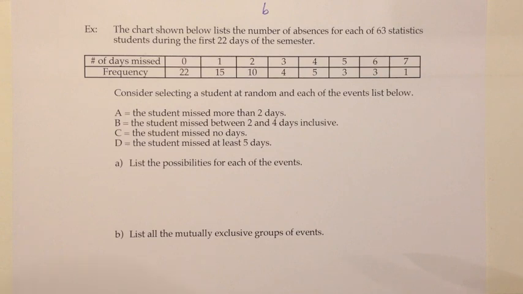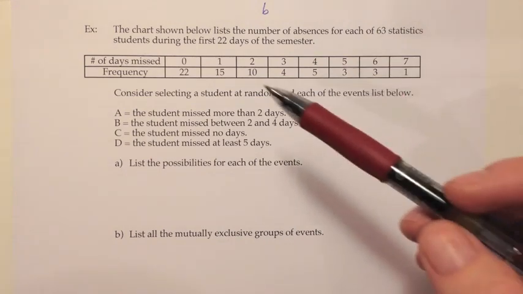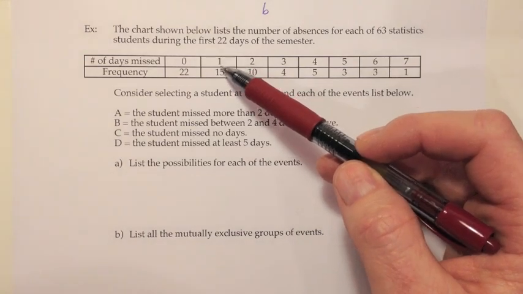So the chart shown below lists the number of absences for each of 63 stat students during the first 22 days of the semester, which just by the way is the number of days that you typically have before the drop date comes along. So this is looking at how many absences people had just before the final day to drop came along. So just reading the table, if you look at this 1, that means that student missed only 1 day.